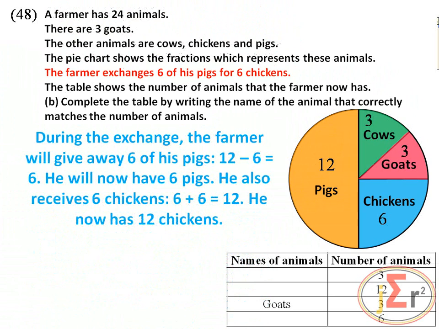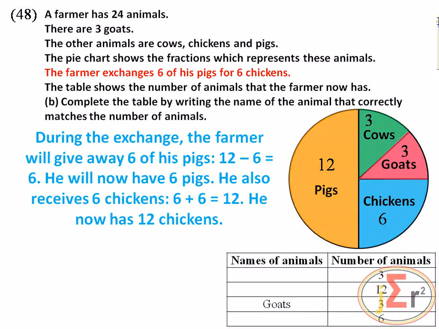During the exchange, the farmer will give away 6 of his pigs. If he had 12 to begin with, 12 minus 6 is equal to? 6. Right, so he will have only 6 left. He will now have 6 pigs. He also receives how many chickens? 6. 6 plus 6. 12. He now has how many chickens?